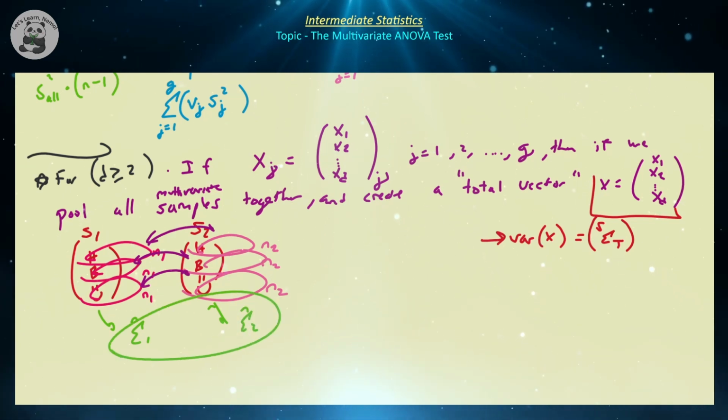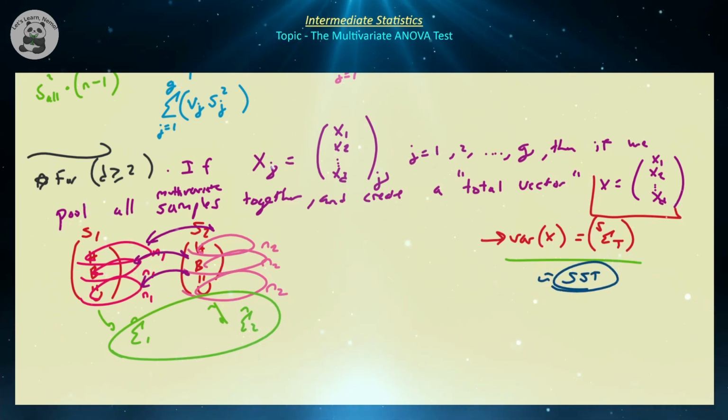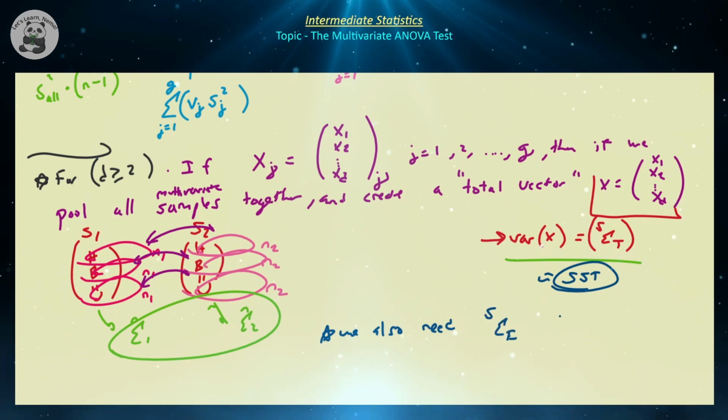So what we need to do to pool these together, because we know that the total variance is not the sum of the individual variances, because they could be correlated with each other, is pool all of them together to create a total sum of squares variance matrix, which we're going to denote as S sigma T. So if we have this, which is going to be analogous to our SST metric in the univariate analysis of variance case, then we also need two other matrices, which I'm going to denote as S sigma E, and we're also going to denote the other matrix as S sigma M.